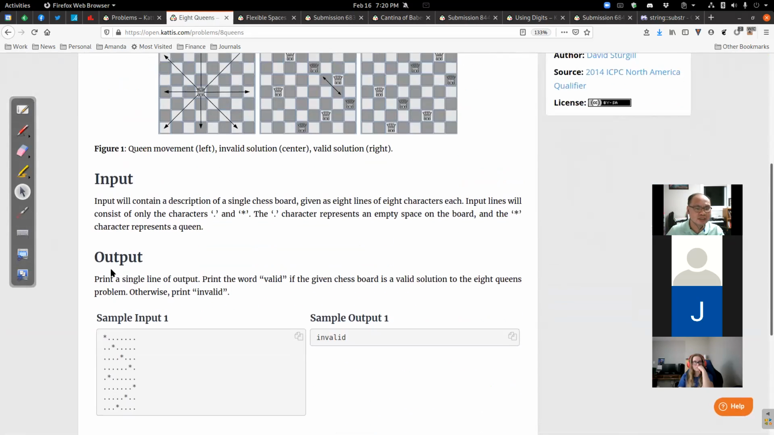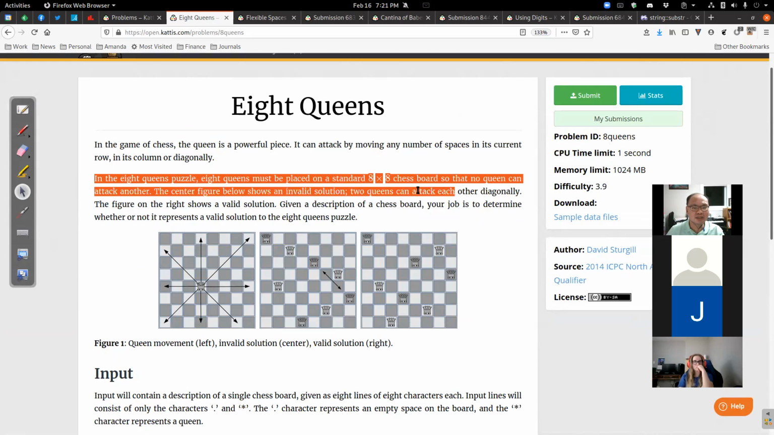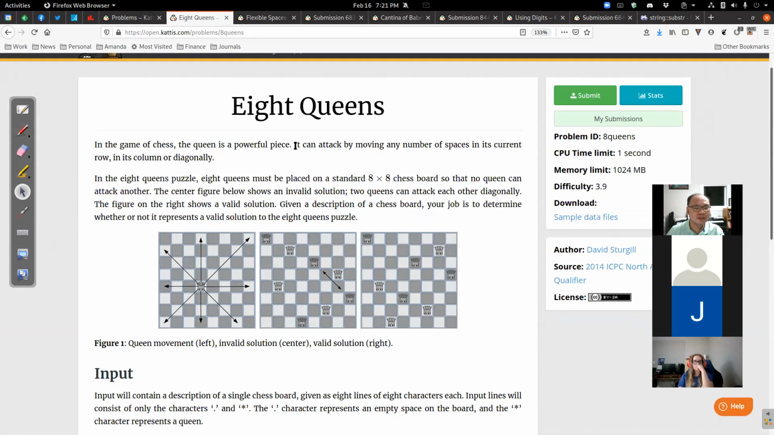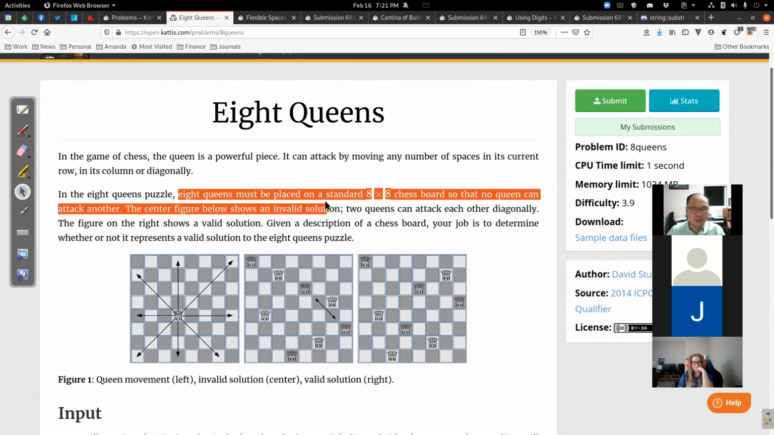8-queen solution means that, okay, you have to read this carefully. In the 8 queens puzzle, 8 queens must be placed on a standard 8x8 chessboard so that no queen can attack each other. 2 queens can attack each other diagonally, in the same row, or in the same column. Many of you did not read this sentence carefully: 8 queens must be placed. Many of you do the hard part and make sure that no queens can attack each other, but then you didn't actually check that there are 8 queens. That was the one thing that many people missed.